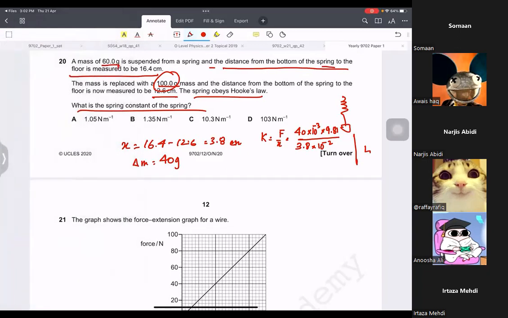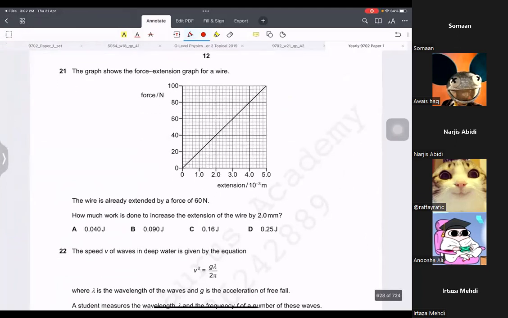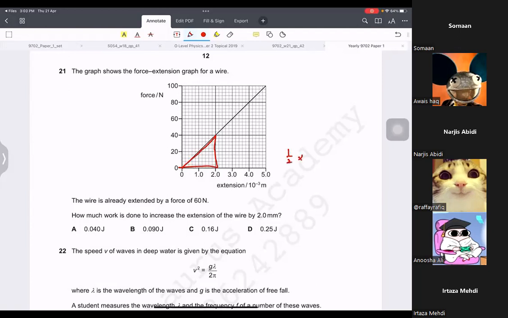This is 10.3. Okay, this wasn't that hard. Same. Okay, how much work is done to increase extension by 2? Half times 2 times 10 raised to minus 3, and force is 40.